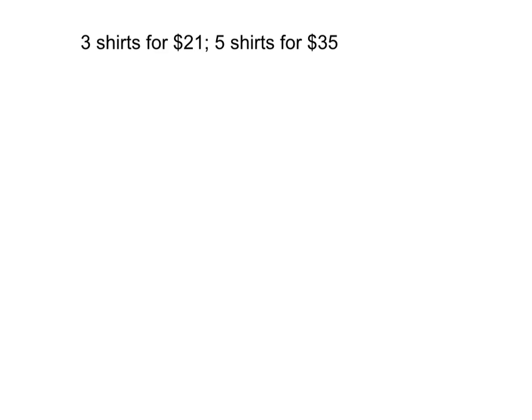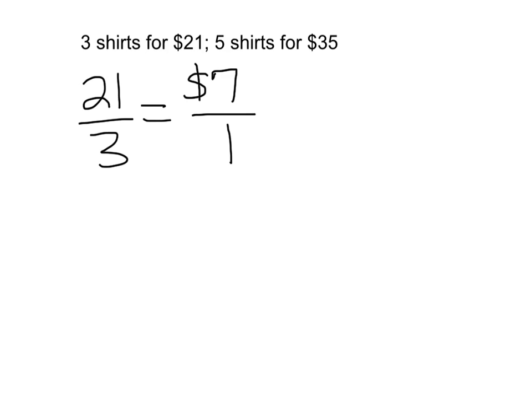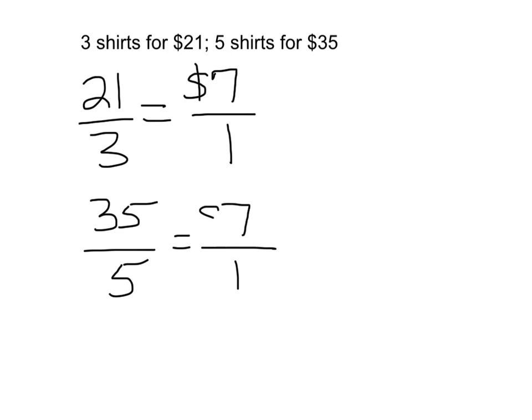Let's look at another example using the same method. Are 3 shirts for $21 equivalent to 5 shirts for $35? So we are going to set up an equivalent ratio, again, looking for the unit rate. So 3 shirts for $21 costs $7 for 1 shirt. $35 for 5 shirts costs $7 for 1 shirt. So therefore, the original ratios are equivalent.